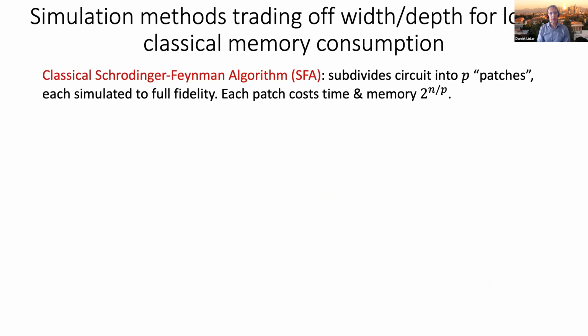So one tensor network method, which can be analyzed in full, essentially, is known as the Schrodinger Feynman algorithm. And this algorithm is a trade-off between width and depth in order to reduce classical resources. What it does is it subdivides the circuit into p patches, each of which is simulated to full fidelity. So imagine a small patch that you can just brute force solve using Schrodinger. And then you need to connect the patches using Feynman paths. Each patch that you simulate to full fidelity costs time and memory that scales like 2 to the n over p.